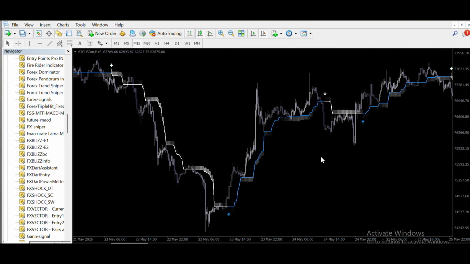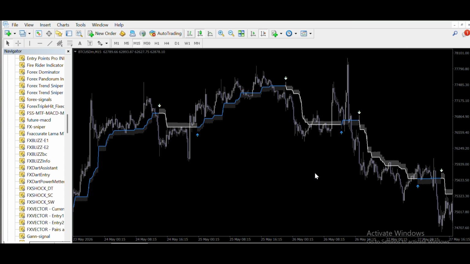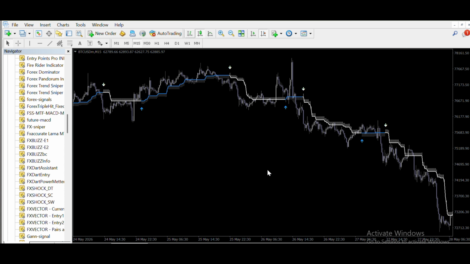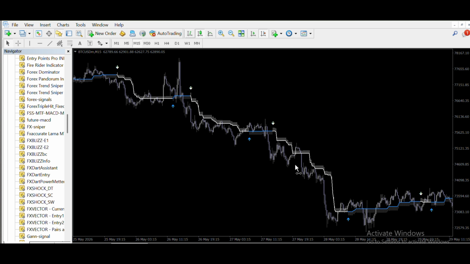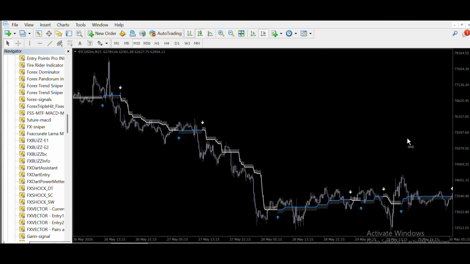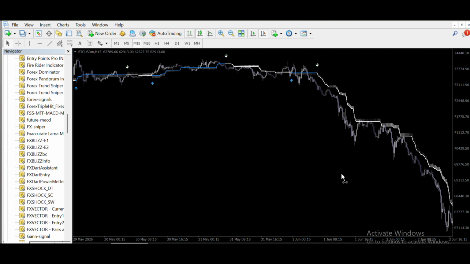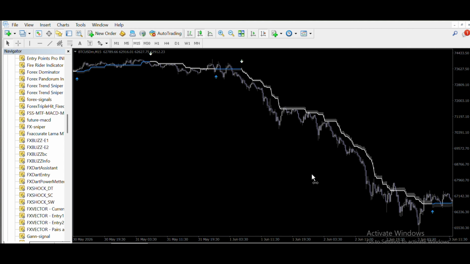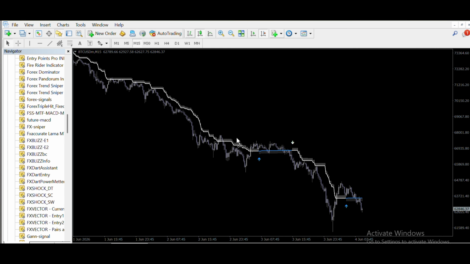Then you'll begin to see arrows appearing above and below the candles. A buy arrow appears below the candle, suggesting a potential buying opportunity. And when a sell arrow appears above the candle, it suggests a potential selling opportunity. Traders, for best results, I recommend using this indicator on the 15-minute, 30-minute, or 1-hour time frame.